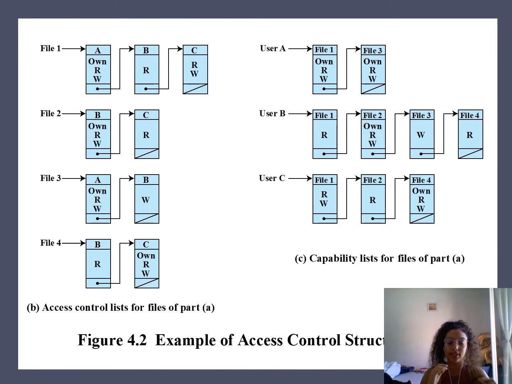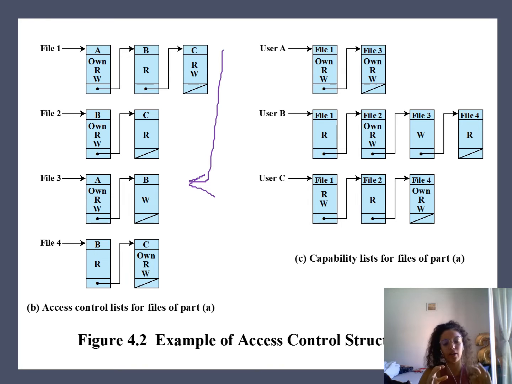In practice, an access matrix is actually very sparse. It's implemented by decomposition in one of two ways. So the matrix may be decomposed by columns, yielding access control lists. For example, in this part, let's concentrate on this part first. In this part, we have an ACL, an access control list.